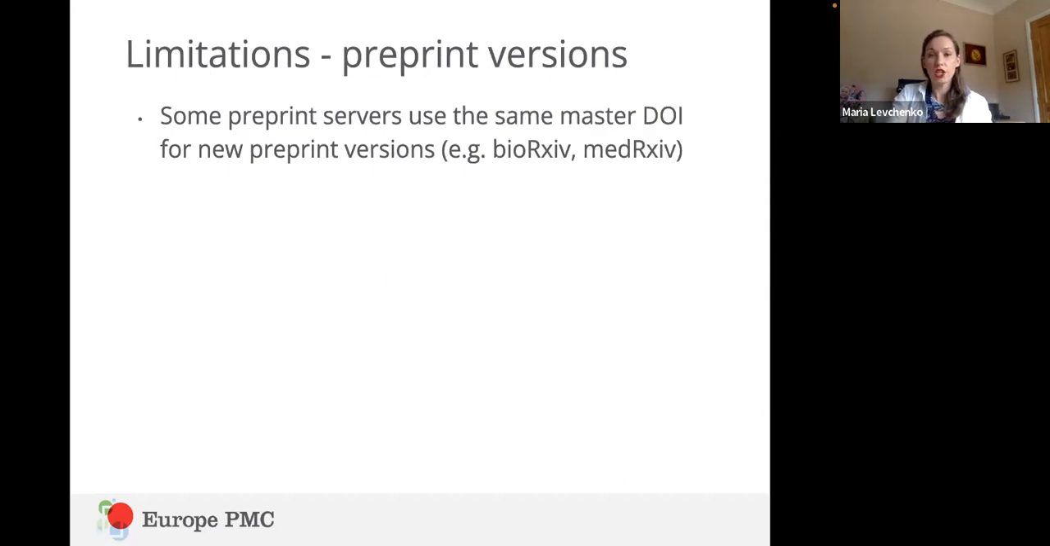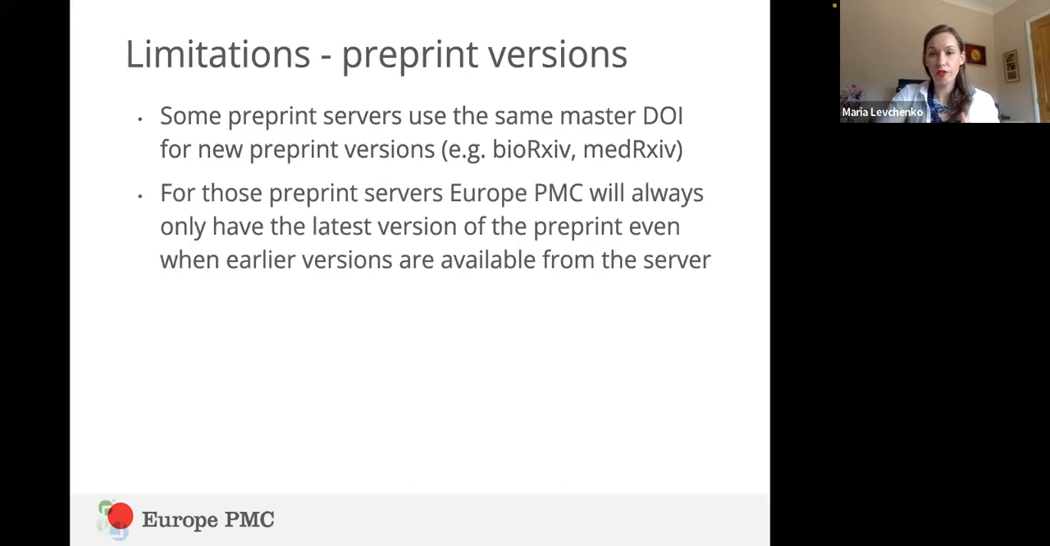Now, there are some limitations to using the article status update monitor when retrieving new preprint versions. And this is to do with the way that some preprint servers handle versioning on their site. For instance, servers like bioRxiv and medRxiv use the same DOI for the newest version. So whenever a new version comes out, the DOI is basically registered with that version, and older versions are no longer available if you search by that master DOI. So for Europe PMC, this means that we only have the latest version of the preprint, even when earlier versions are available from the server.